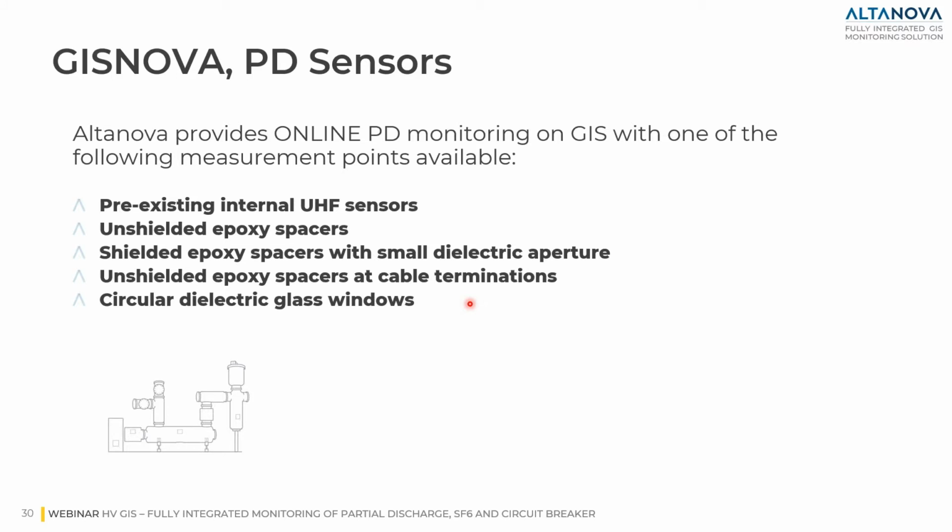About the detection, we will have a look on the main partial discharge sensors that are applicable for GIS monitoring. The major sensor types are the following: pre-existing internal UHF sensor, sensor for unshielded epoxy spacer, or shielded spacer with small dielectric aperture, or unshielded epoxy spacer at cable termination. We have even special sensor for inspection window or dielectric glass windows that can be present on the GIS.